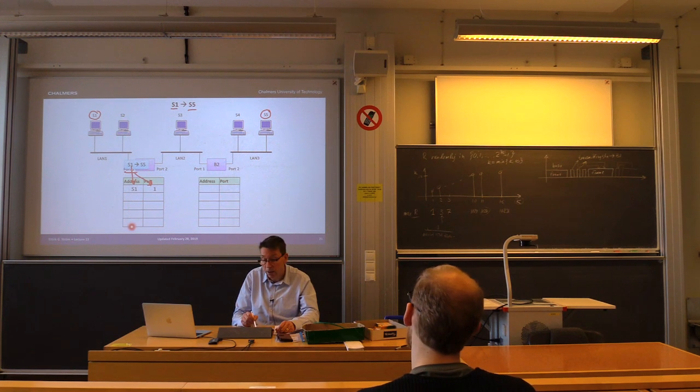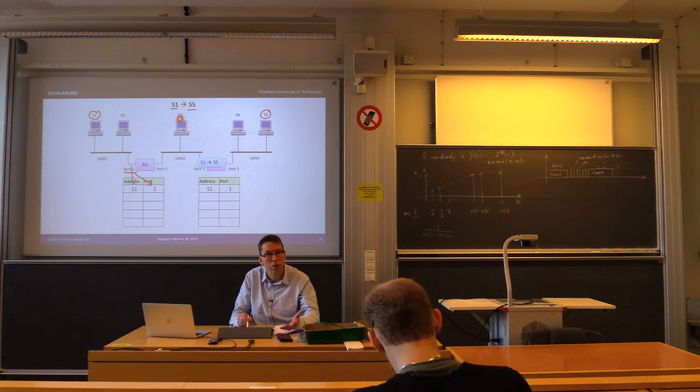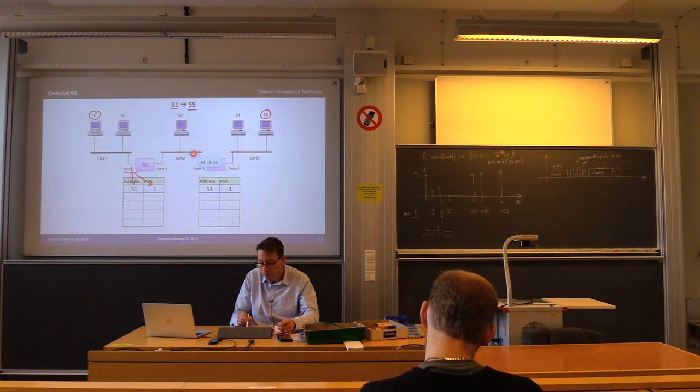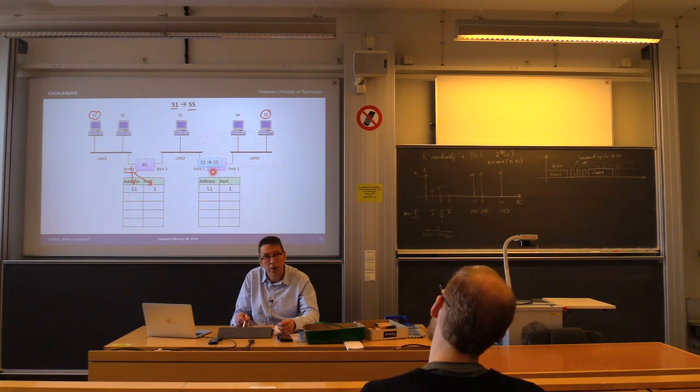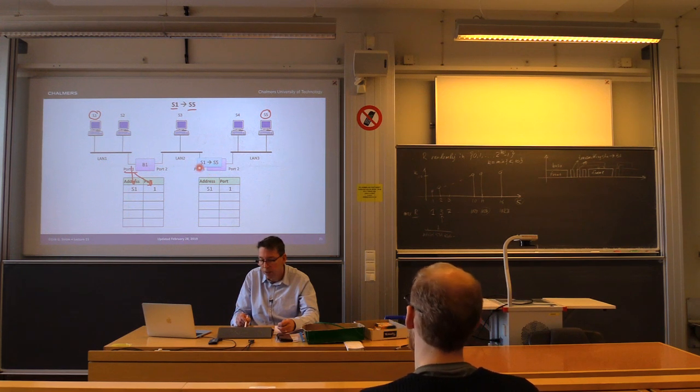So the bridge plays it safe and says, maybe S5 is to the left, maybe S5 is to the right. I don't know. But let's play it safe. I just put it out on my other port here because maybe S5 is here. So it sends it over to the other LAN, LAN number 2. S3, of course, ignores this frame because it's not destined to it. It's not the destination.